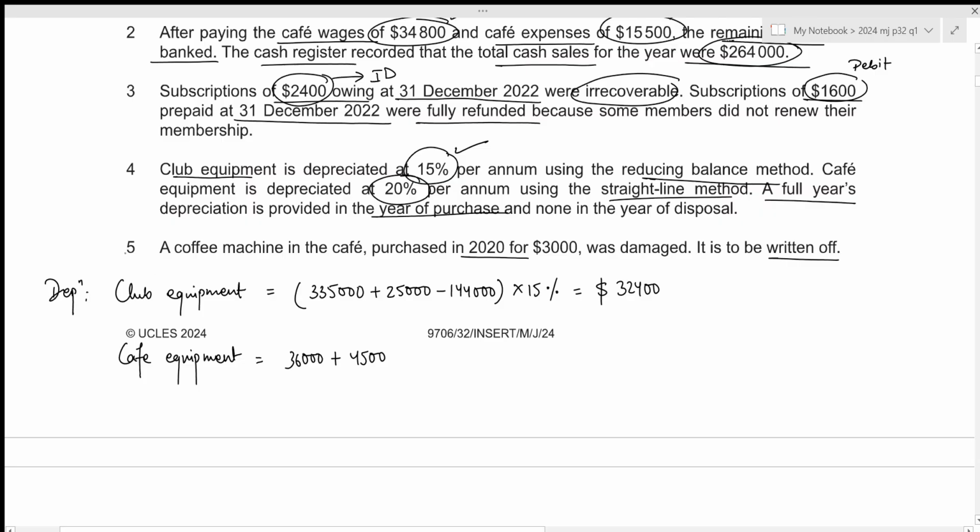And we also need to incorporate the fifth information because this includes a coffee machine in the cafe, which is part of the cafe equipment. And it was purchased in 2020 for 3,000. So this was the initial cost, but it was damaged and it is to be written off. To be written off just means that we now exclude it from each of our statements. So we need to exclude it while charging depreciation as well. So we just subtract the 3,000. Then we need to multiply this by the given rate of 20%. This results in the depreciation for the year on cafe equipment to have the value of 7,500.